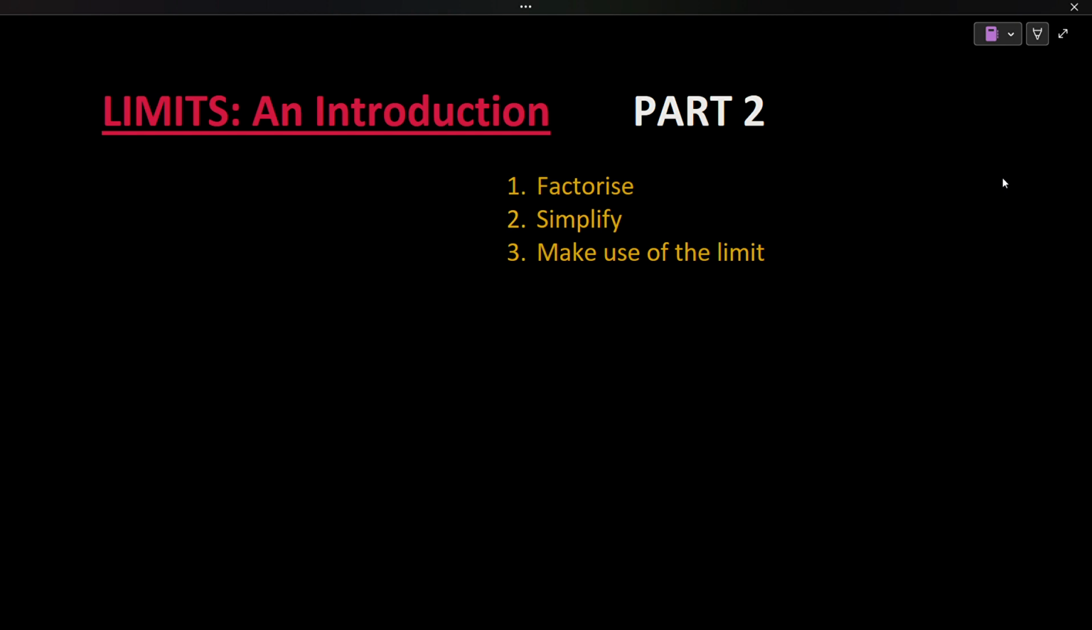In order for us to solve limits, the first thing we have to do is factorize wherever possible. Second step is for us to simplify. If we have any common factors in the numerator and denominator, they can cancel out. And the third step is to make use of the limit by substituting the value for x into the function.